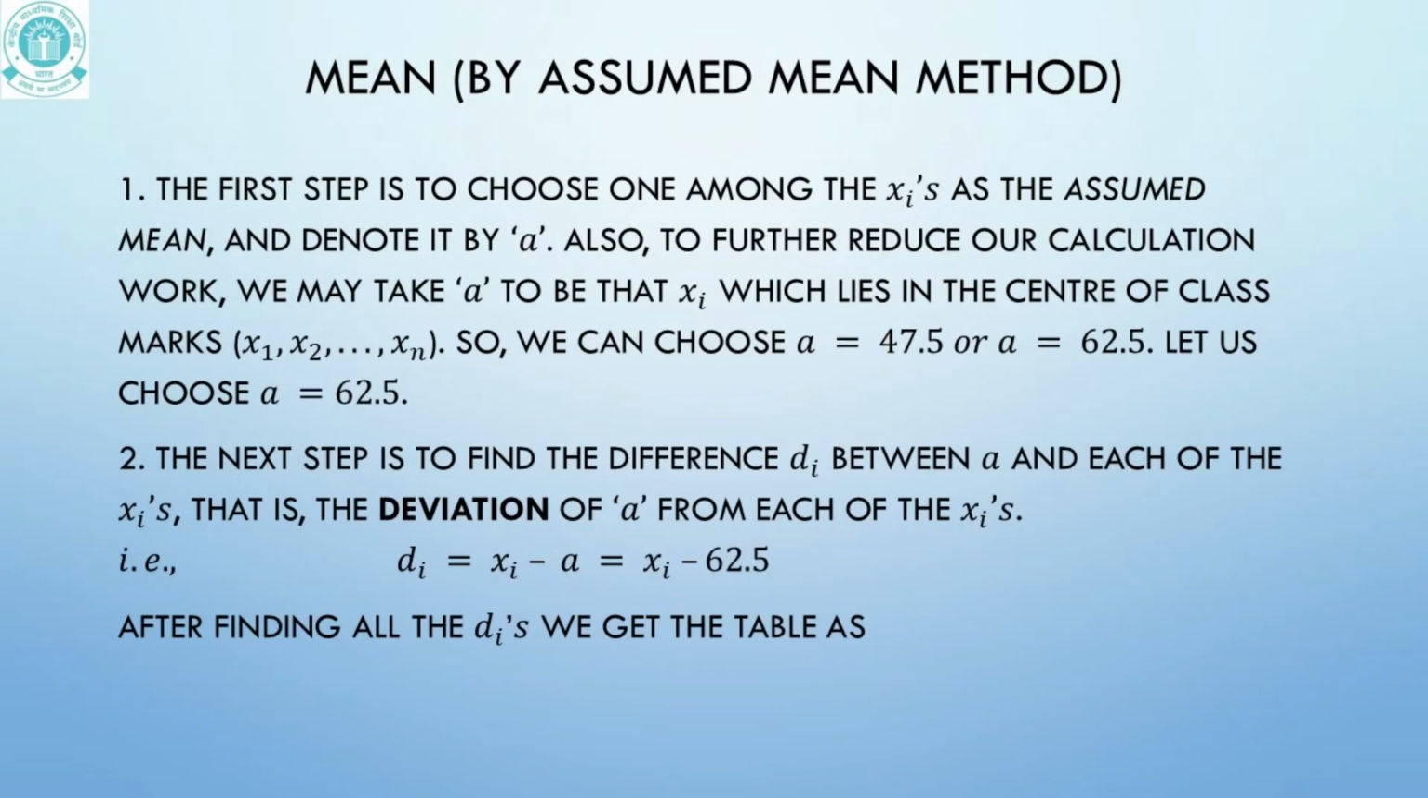The first step is to choose one among the xi's as the assumed mean and denote it by A. Also, to further reduce our calculation work, we may take A to be that xi which lies in the center of class marks, that is from x1 to xn. So, we can choose A equals to 47.5 or A equals to 62.5.